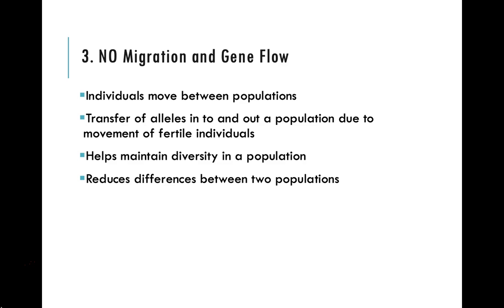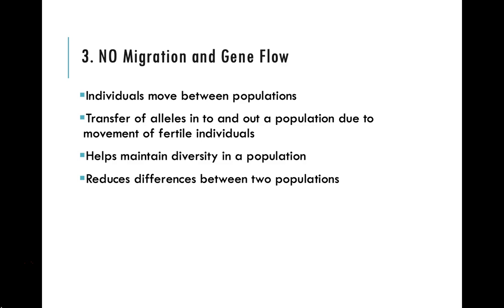Our third one is no migration or gene flow. So we all know what migration is. It's when an individual leaves where it is and moves somewhere else. This is important for evolution because when it leaves its population, it takes its alleles with it, its two alleles with it. And so it changes the frequency in the population that it left, and it changes the frequency of the population that it moves to.